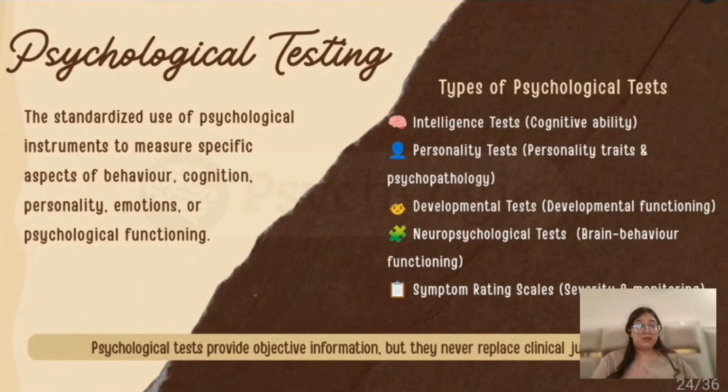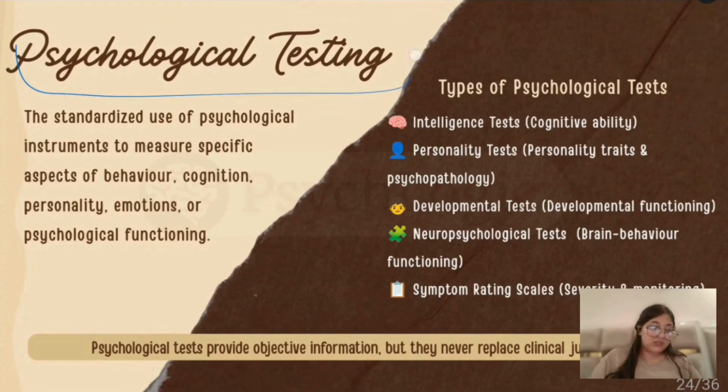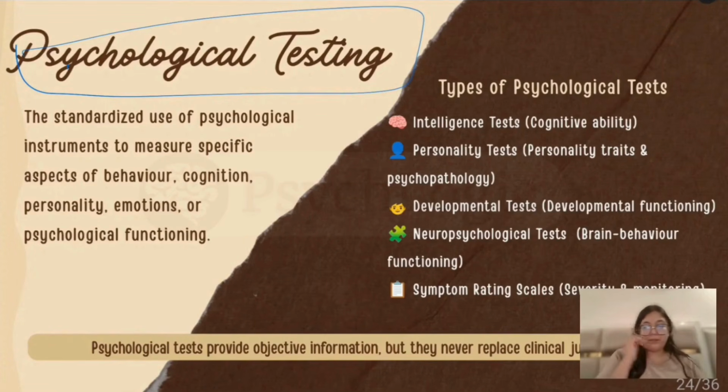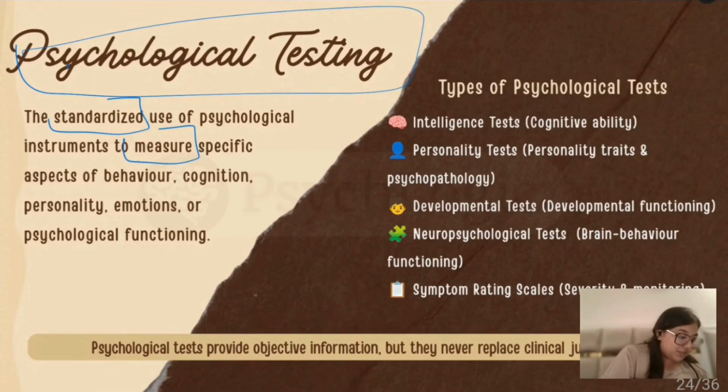Now that we are done with the mental status examination and interview, we have a clinical impression of the client. But that is subjective in nature. We need something objective, something standardized, some kind of evidence to support what we understood. That is where psychological testing comes into the picture. Three words: standardized, measured, and specific.